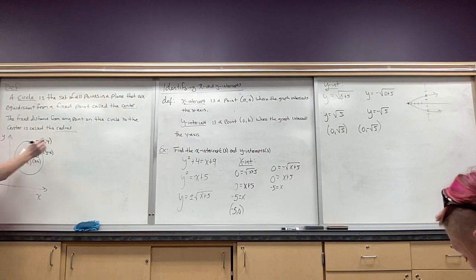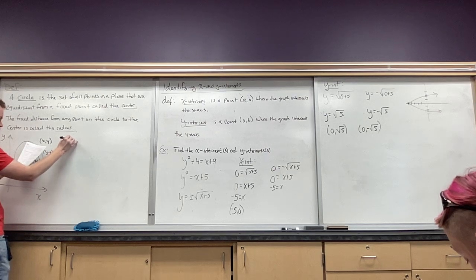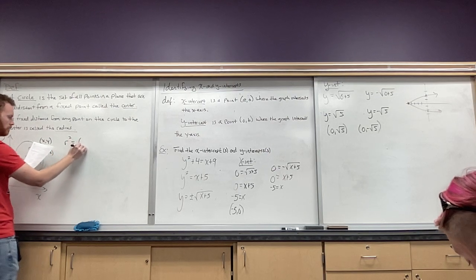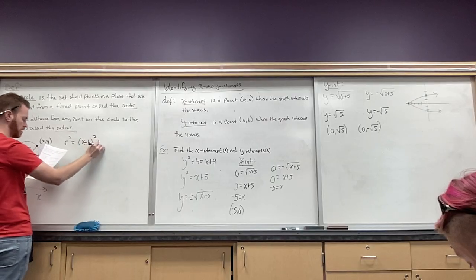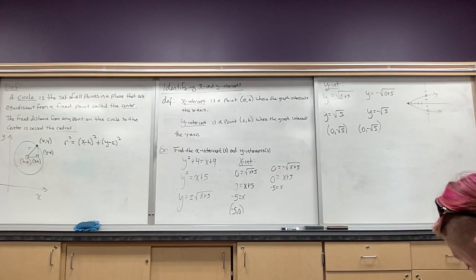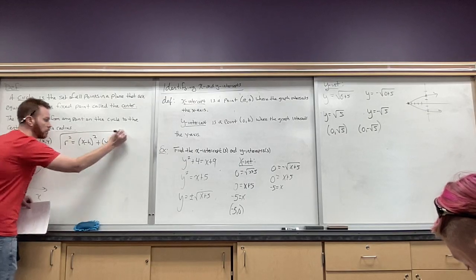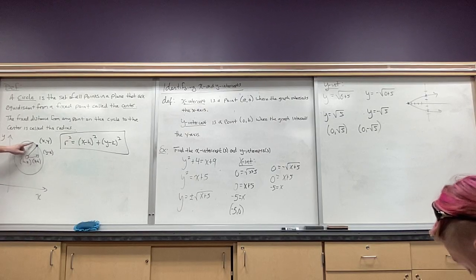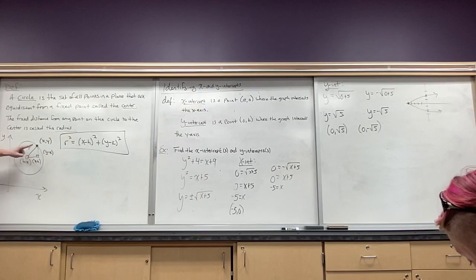So let's do that. We have r squared is equal to (x minus h) squared plus (y minus k) squared. That's just coming from the Pythagorean theorem. And there we go, it's as simple as that. That will tell me all the points that are going to be on this circle. Okay?